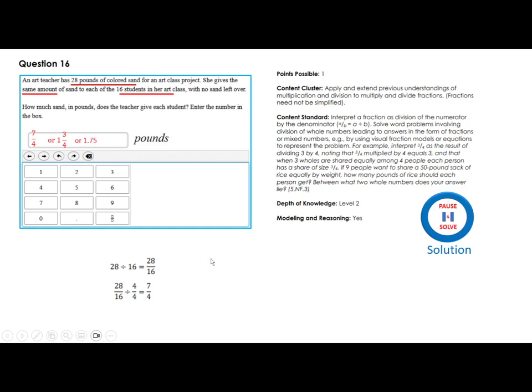Okay, that's a very straight division problem. Or you can do it this way. 28 divided by 16 would be 16 divided by 16 plus 12 divided by 16. 16 divided by 16 is 1. 12 divided by 16, so 1 and 12 over 16, which also can be reduced to 1 3/4.